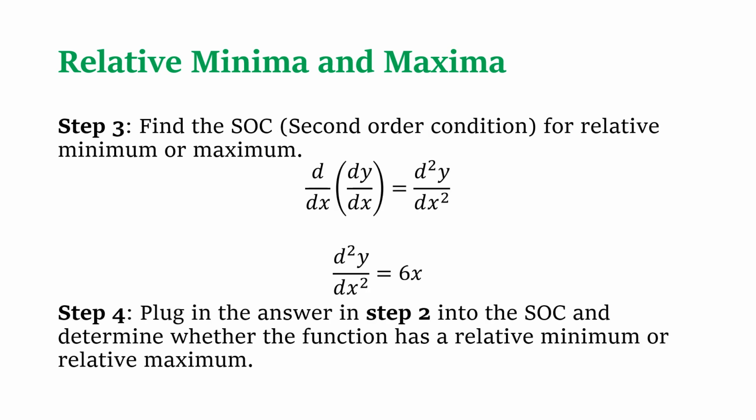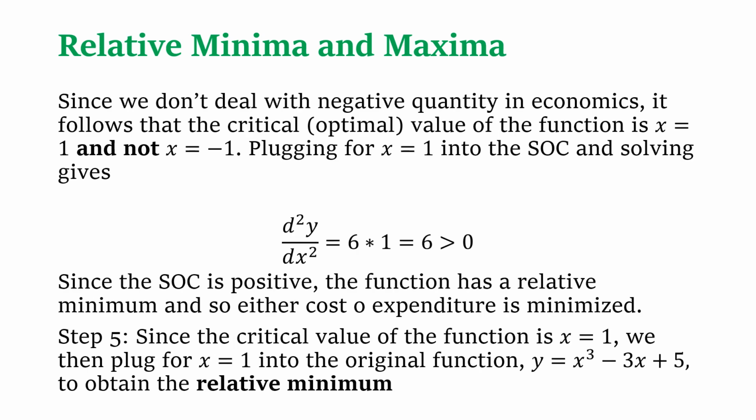And the second order condition is what? The derivative of dy/dx, which is d squared y over dx squared, right? That becomes 6x because 2 times 3 is 6, then x to the 2 minus 1 is x to the 1, and x times 6 is 6x. So we plug in the answer from step 2 into the SOC and determine whether the function has a relative maximum or minimum. So we just plug that 1 in there. 1 times 6 is just 6. 6 is positive, right? Okay.